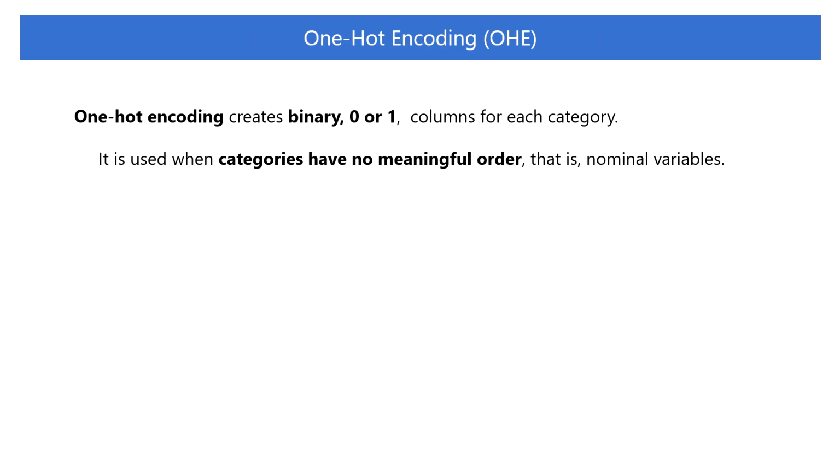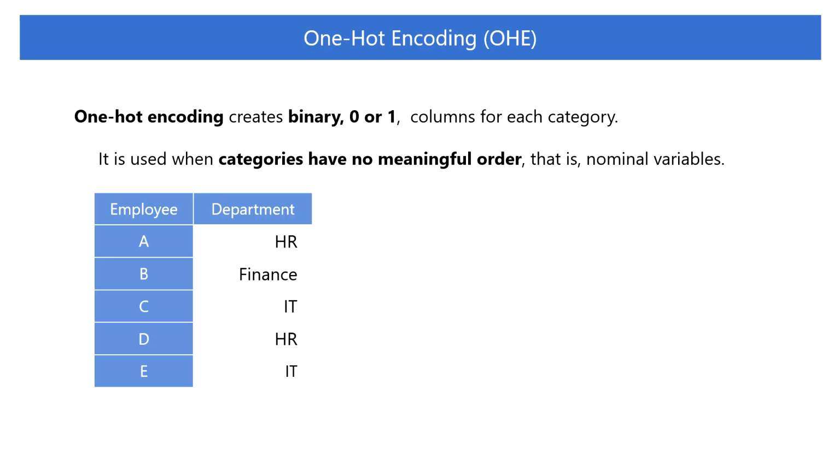Let's start with one-hot encoding. One-hot encoding creates binary 0 or 1 columns for each category. It is used when categories have no meaningful order, that is, nominal variables. As an example, consider an HR dataset with employee department categories. Let's apply one-hot encoding to this dataset.